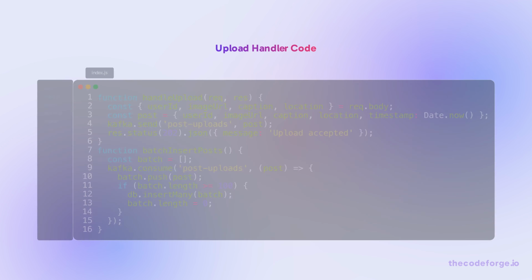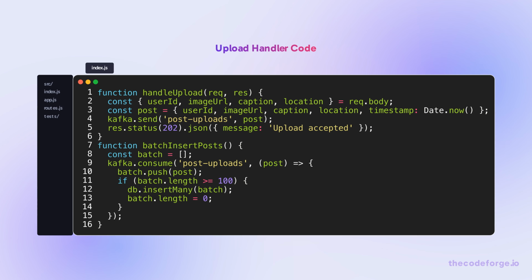The upload handler validates metadata and sends it to Kafka, returning a 202 accepted. A consumer batches up to 100 posts before inserting into the database. This prevents connection pool exhaustion.